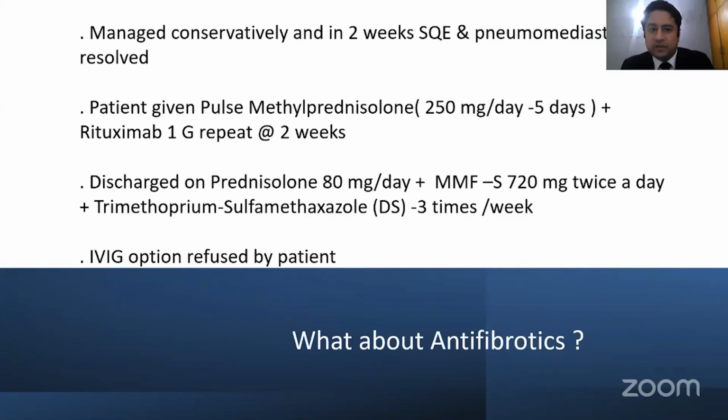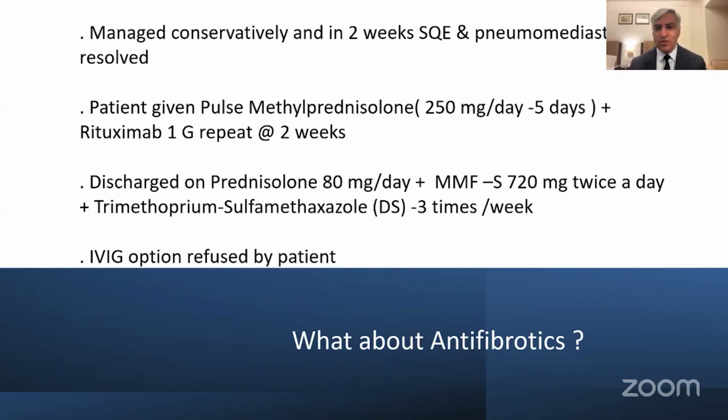Patient was managed conservatively, and in 2 weeks, subcutaneous emphysema and pneumomediastinum resolved. She was given pulse methylprednisolone 250 mg a day for 5 days, and rituximab 1 gram was given, which was repeated at 2 weeks. So she was discharged on prednisolone 80 mg a day and MMF 720 twice a day, and trimethoprim-sulfamethoxazole. IVIG option was given to the patient, which was refused.